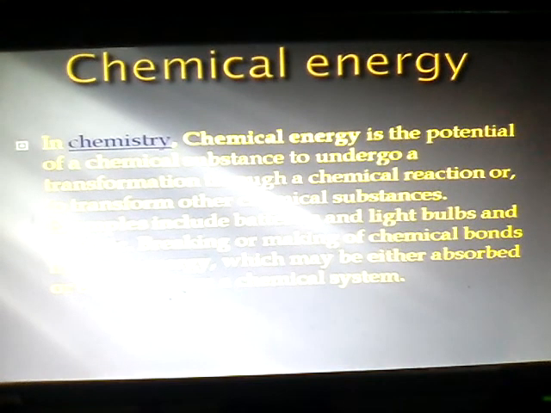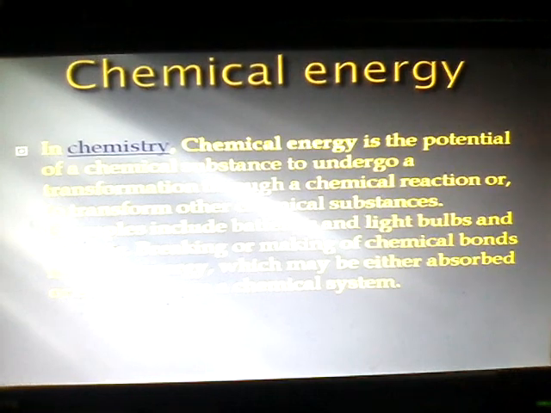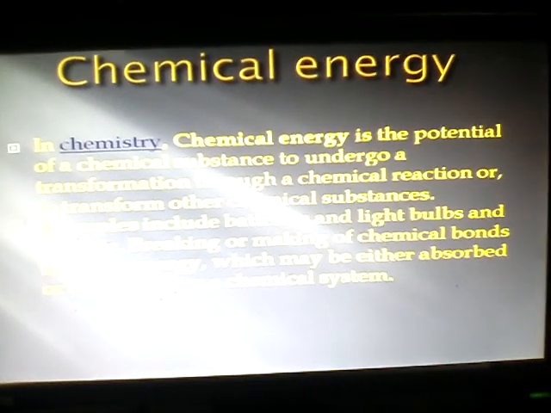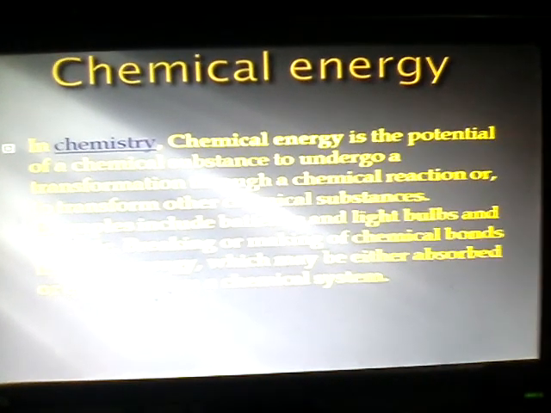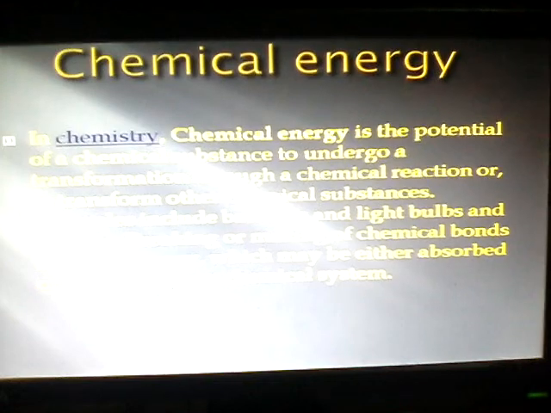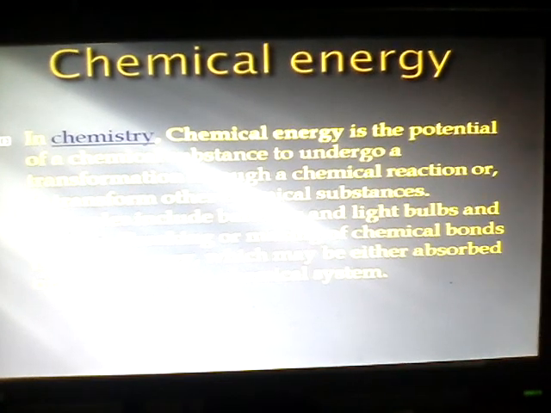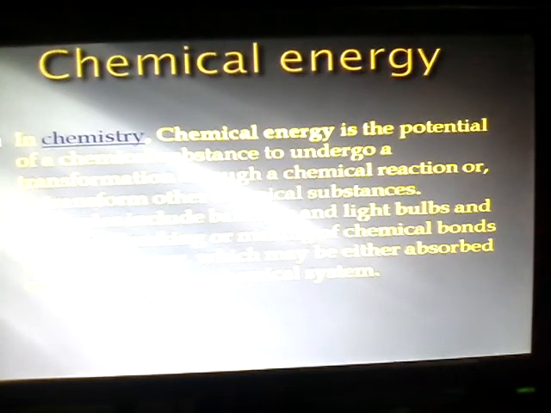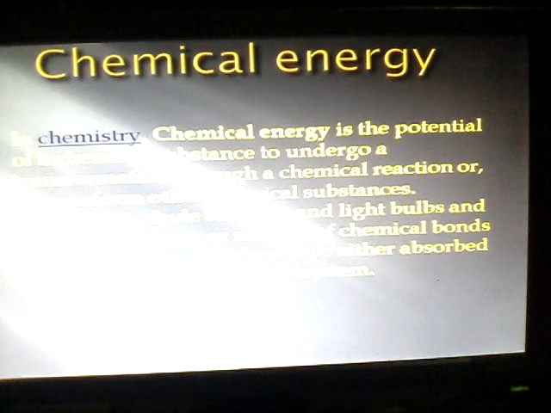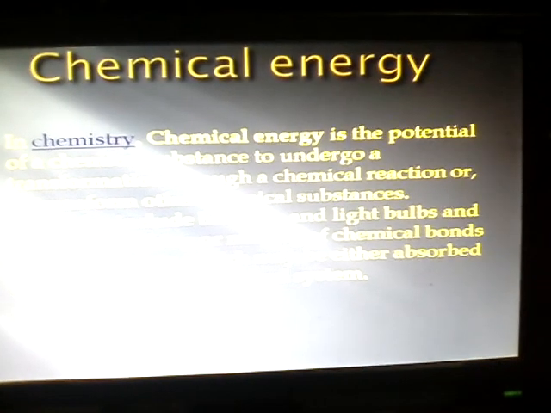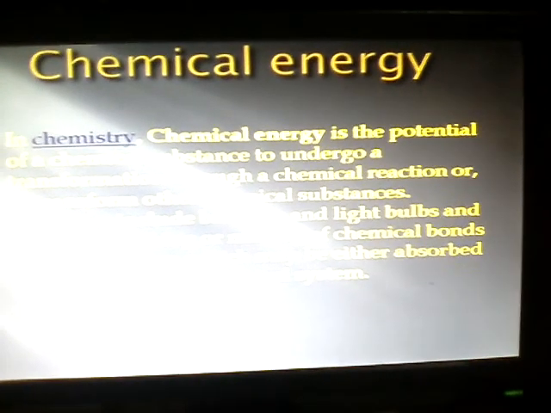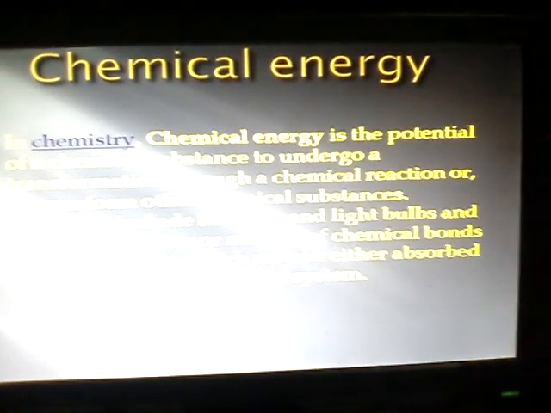And next is chemical energy. In chemistry, chemical energy is the potential of a chemical substance to undergo a transformation through a chemical reaction or to transform other chemical substances. Examples include batteries and light bulbs and cells, etc. Breaking or making of chemical bonds involves energy, which may be either absorbed or evolved from a chemical system.